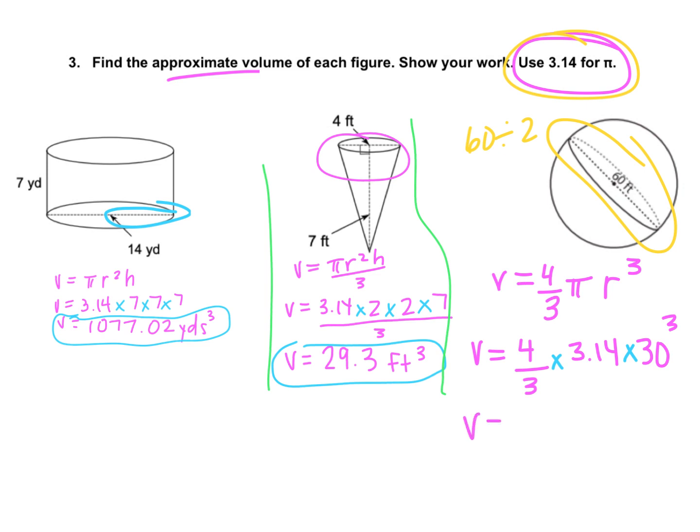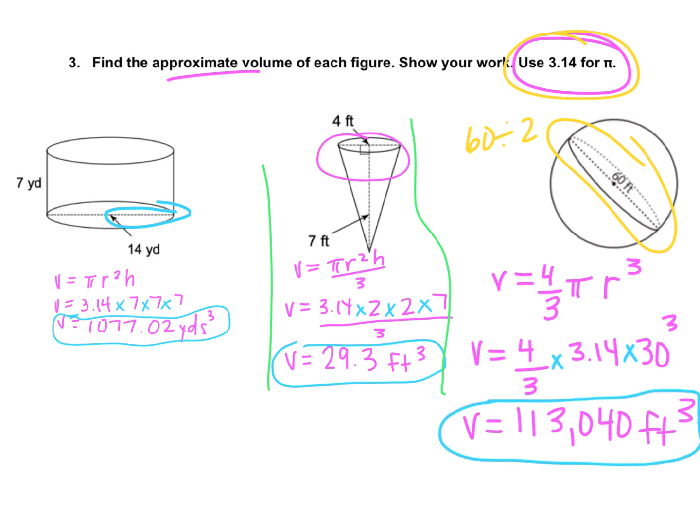And then when you calculate all that, 4 divided by 3 times 3.14 times 30 times 30 times 30, you get, okay, a very large answer here, 113,040, and it's feet cubed. Okay, so again, just follow your formula and make sure you know what you're using for pi for all these. Show your work too.